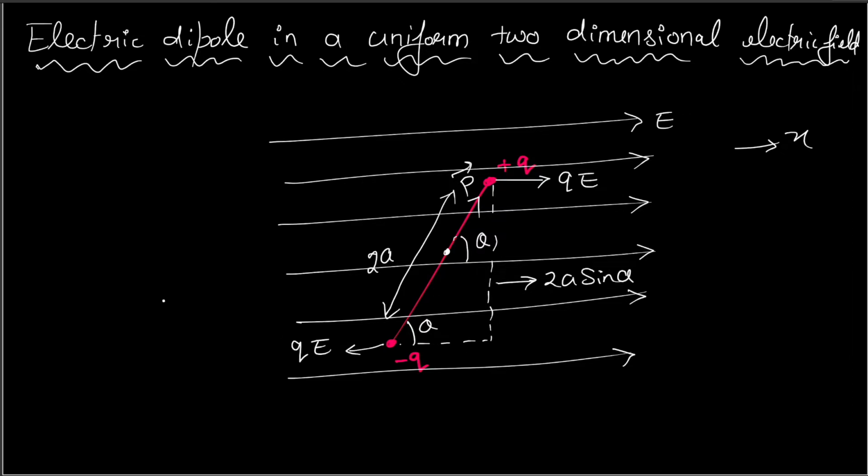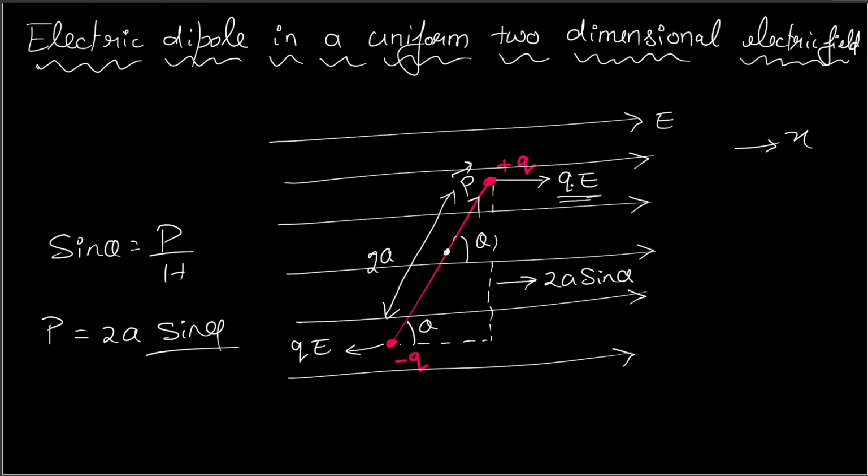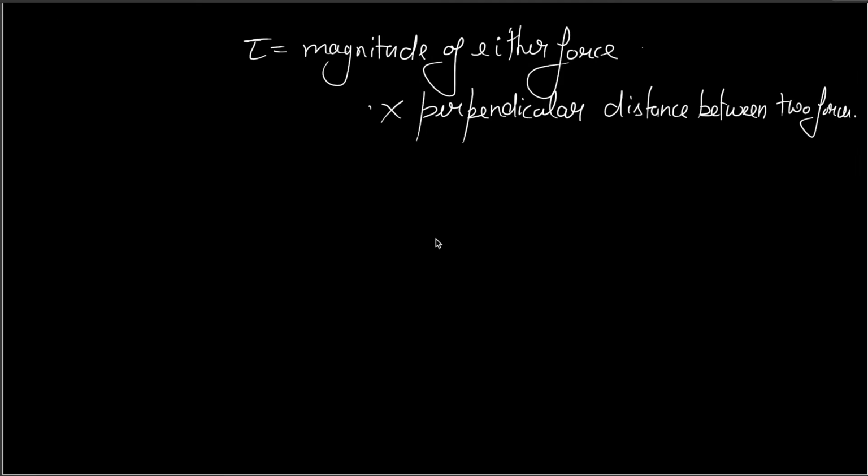You can also evaluate from this: sine theta is perpendicular by hypotenuse, and the hypotenuse is the 2a value, so the perpendicular is 2a sine theta. And we have to take just one force, and this is QE, and then the torque becomes the magnitude of either force, QE, into the perpendicular distance.